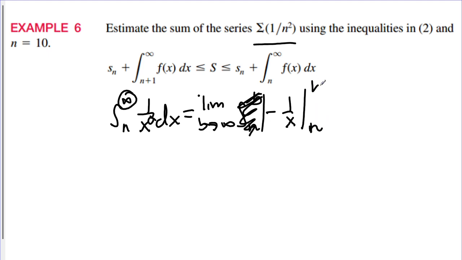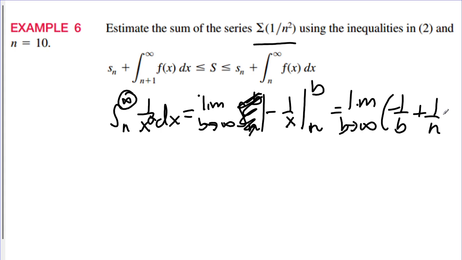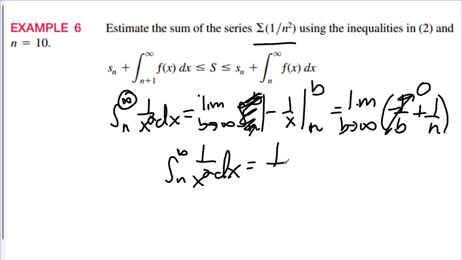between n and b. To do that, then we're going to get the limit as b goes to infinity of, if we plug in b, negative 1 over b minus negative, which turns into plus, 1 over n. But if b is running off to infinity, this term goes to 0. Therefore, the integral from n to infinity of 1 over x squared dx has to equal 1 over n, which we're going to use to solve for our error.